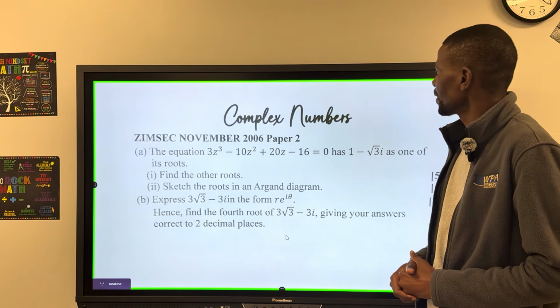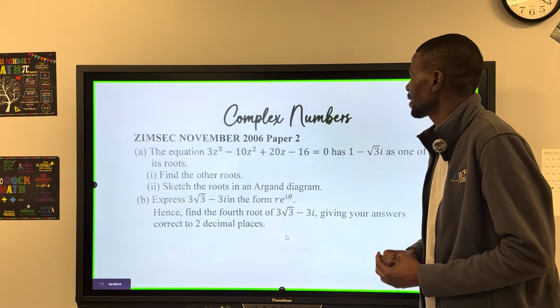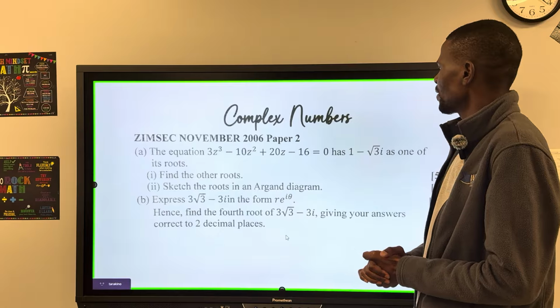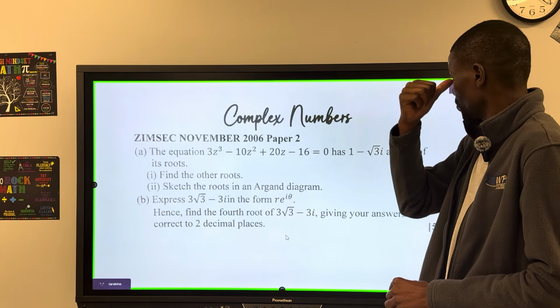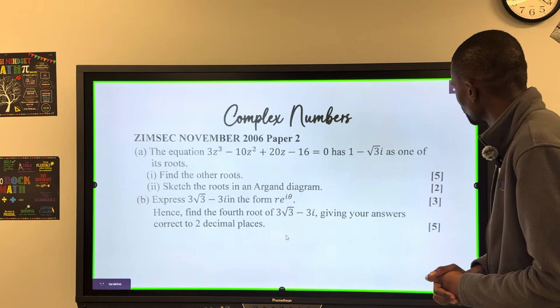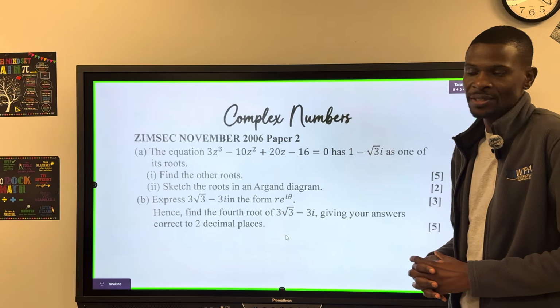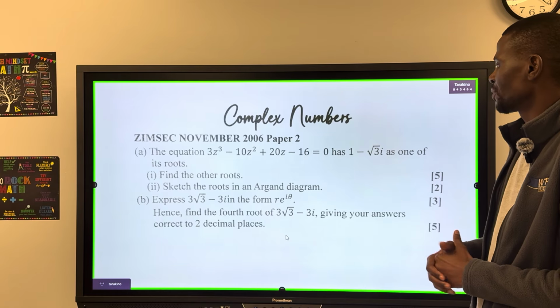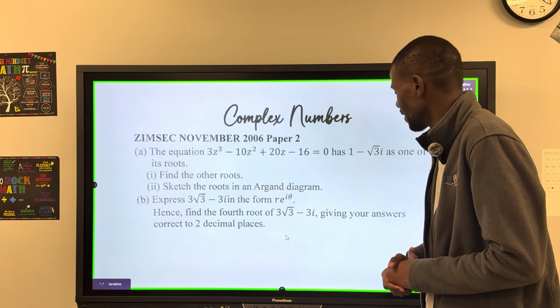We have a problem we need to tackle here from ZIMSEC 2006. The question reads: the equation 3z cubed minus 10z squared plus 20z minus 16 equal to 0 has 1 minus square root of 3i as one of its roots. Part 1, find the other roots. Part 2, sketch the roots in an Argand diagram.